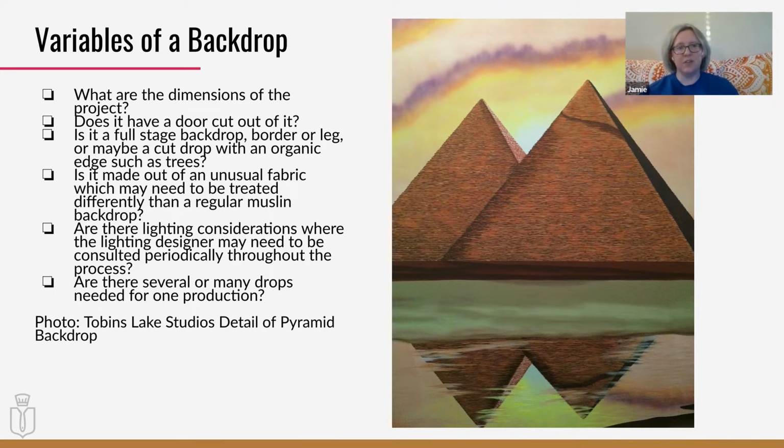There's really a lot of different types of fabric that you could be using. Are there lighting considerations where the lighting designer may need to be consulted periodically through the process, such as if your backdrop has a moon in it, does the lighting designer have to install a moon box behind it to help light that specific effect? Or are there lights turning on behind the drop, so that at night maybe it looks like buildings have windows turning on and lamps behind them and things like that?